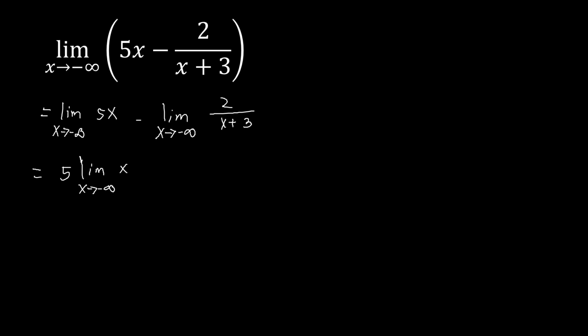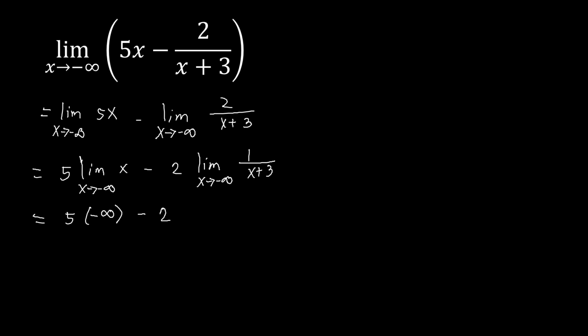You may do the direct substitution for that one. It's really fine. And then we have to take out 2 here, and then we've got the limit of 1 over x plus 3 as x approaches negative infinity. This one is 5, and then the limit of x as x approaches negative infinity is negative infinity. And then minus 2.